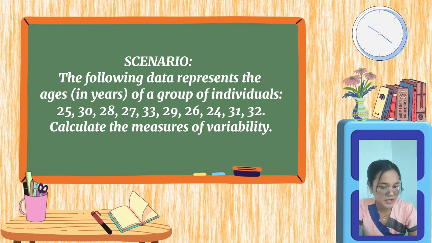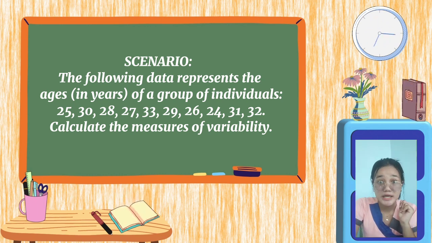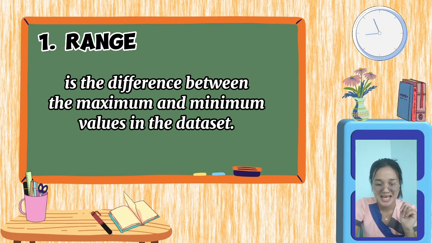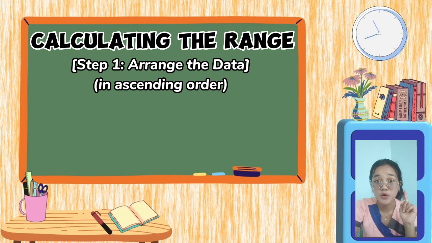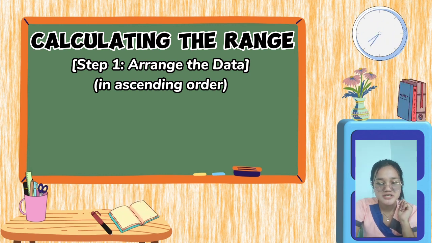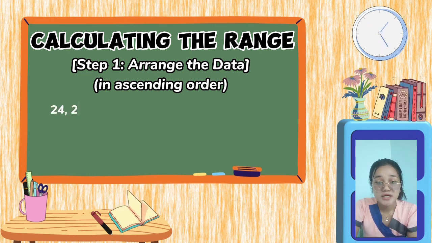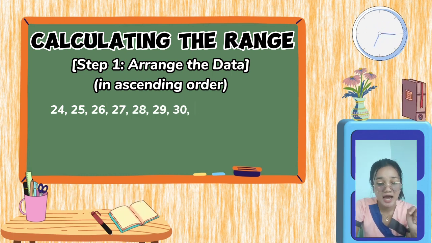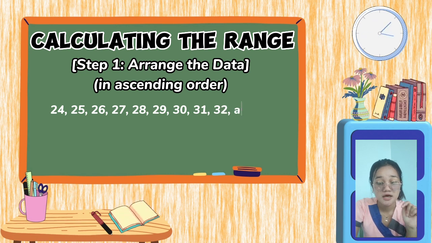The first measure we'll explore is the range. The range tells us the difference between the maximum and minimum values in the data set. To calculate the range, we need to arrange the data in ascending order. So, step 1, arrange the data. Let's arrange the ages in ascending order. So, it will become 24, 25, 26, 27, 28, 29, 30, 31, 32, and 33.